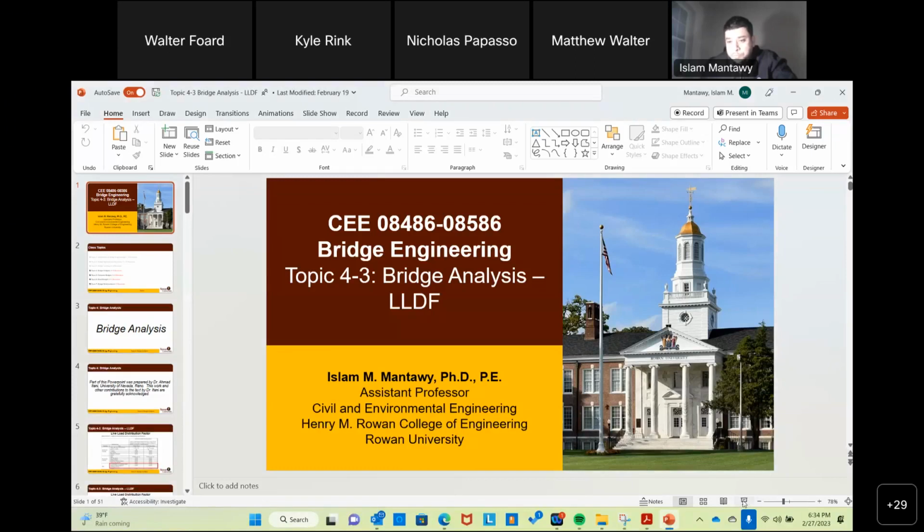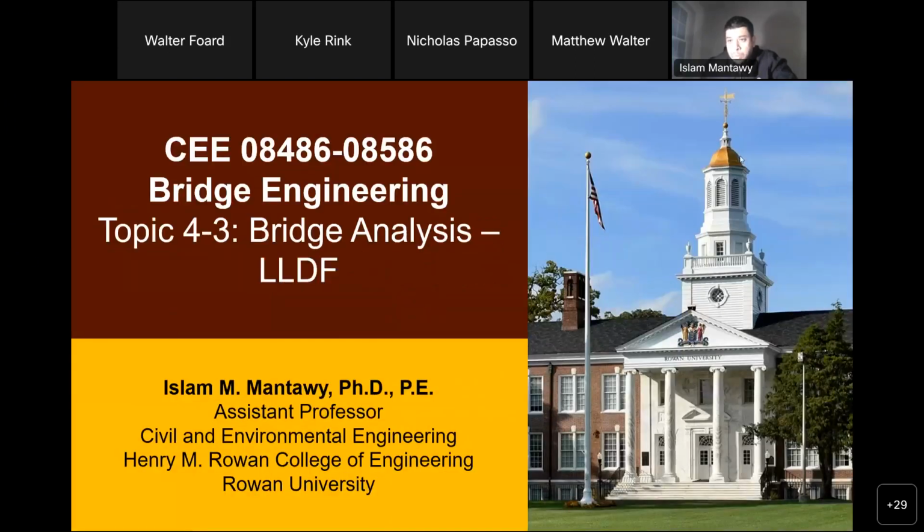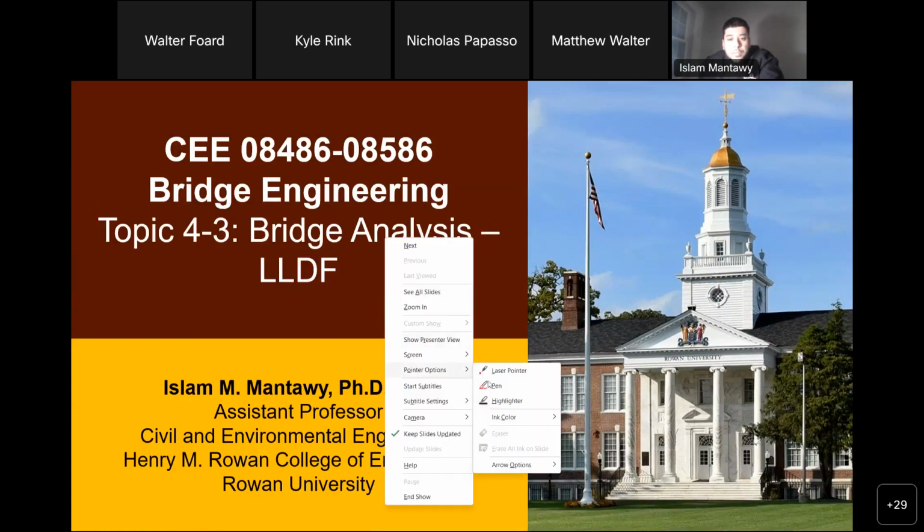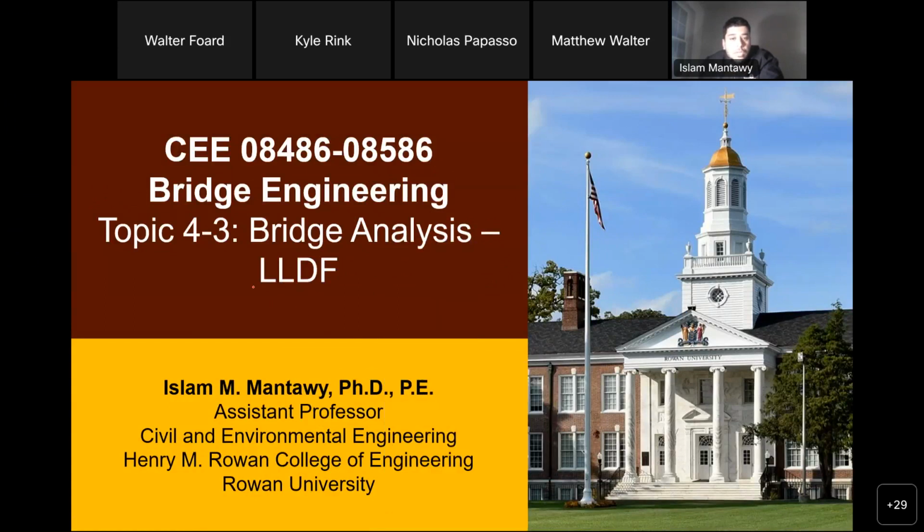Okay, so for today's session, we will go through topic number 4-3, which is a continuation of bridge analysis, but with a very specific method to calculate what's called the live load distribution factor.